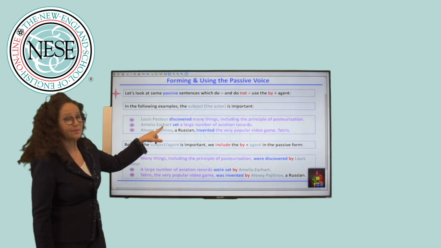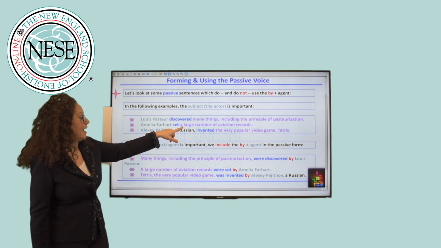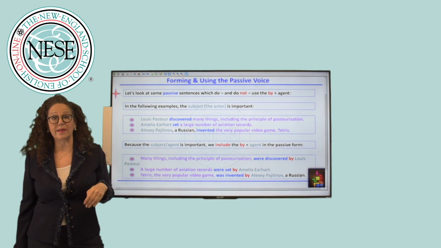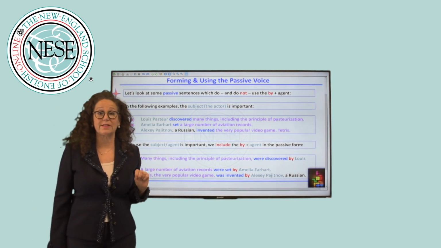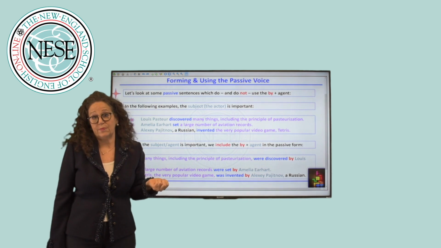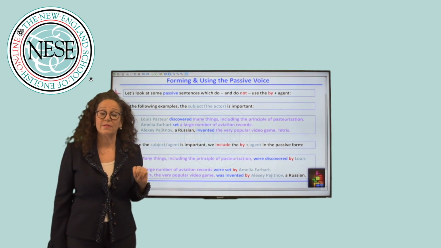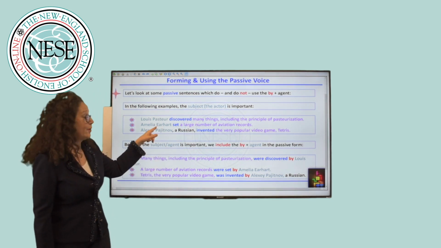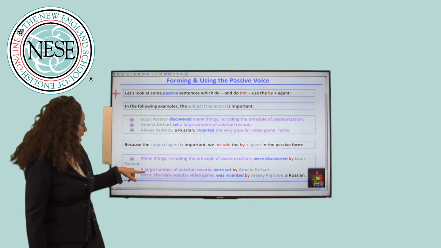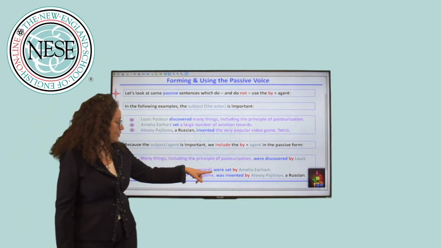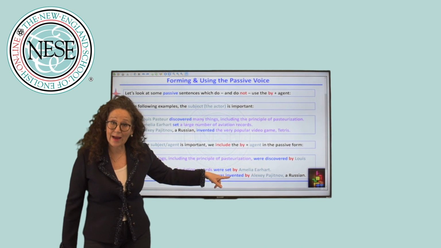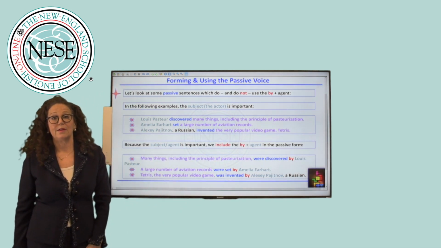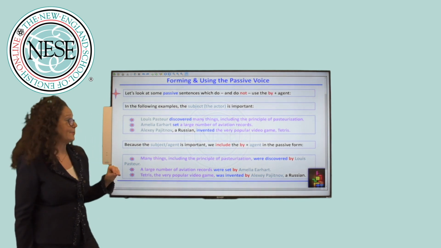Amelia Earhart set a large number of aviation records. It's important that it was Amelia Earhart, because especially in those days, it was unusual for a woman to be a pilot. But especially, this is about a specific important person, Amelia Earhart. So then when we make it into the passive voice, a large number of aviation records were set by whom? That is important. By Amelia Earhart. So then we need to mention the actor.